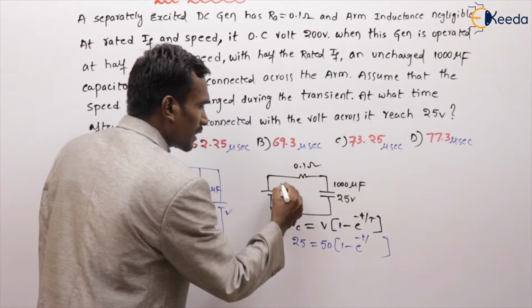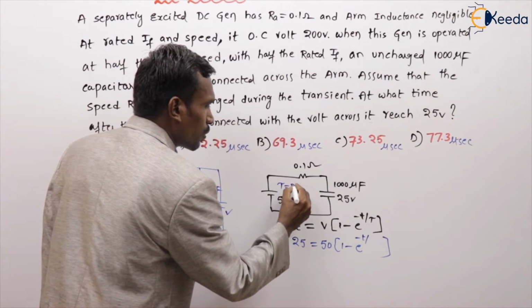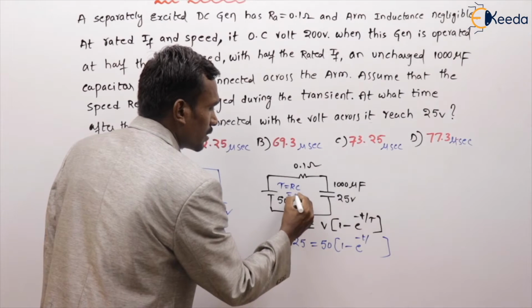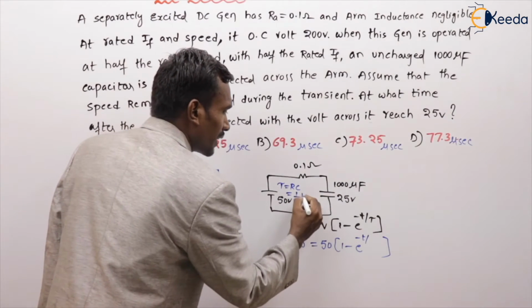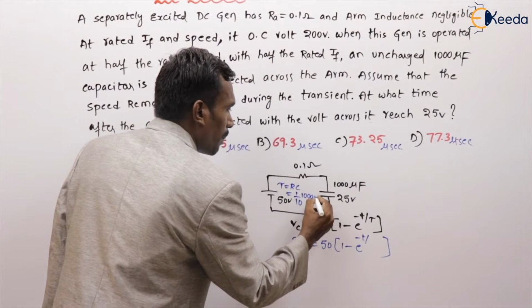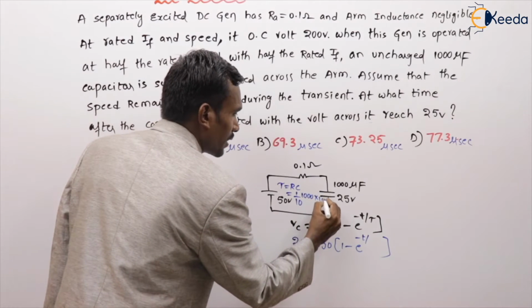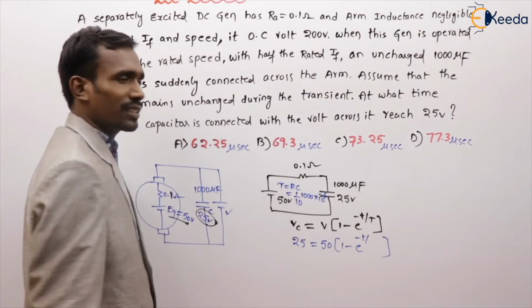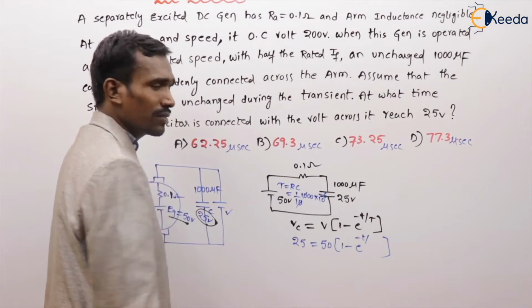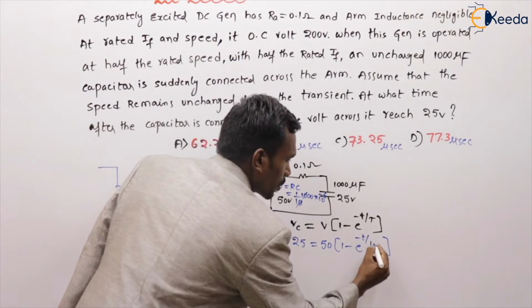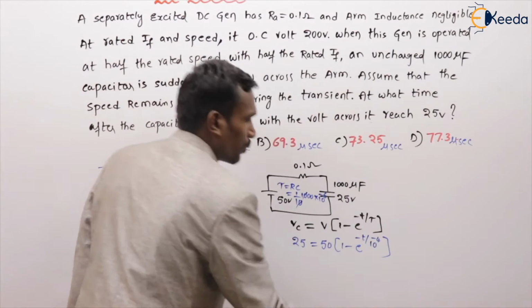What is tau for this circuit? Tau is equal to RC. R is 0.1, into C, which is 1000 microfarad, nothing but 1000 into 10 to the power of minus 6. Tell me what is the value. The zeros get cancelled. Tau is equal to 10 to the power of minus 4.